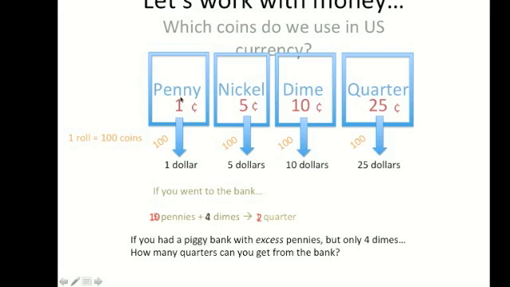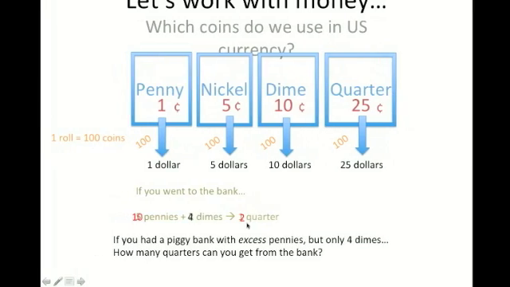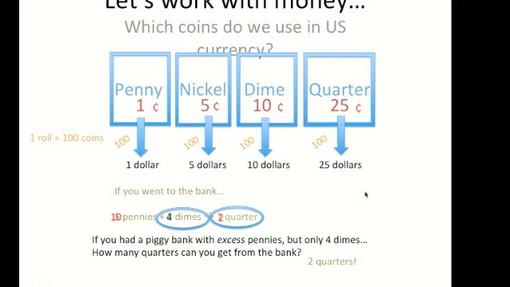10 pennies is 10 cents. 4 dimes is 40 cents. 10 plus 40 cents should be equal to 50 cents. What is 2 quarters? 50 cents. Okay, so your answer to this question should be 2 quarters.